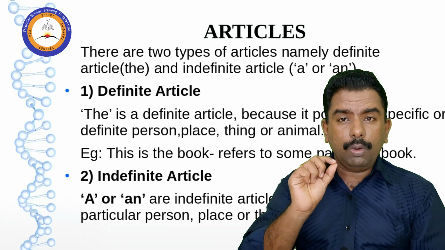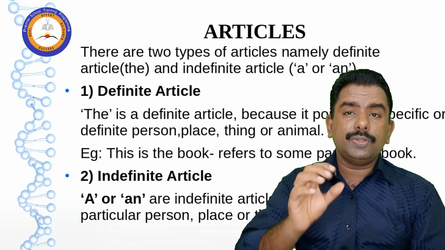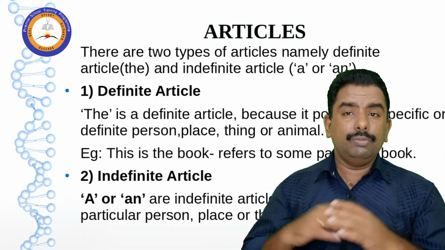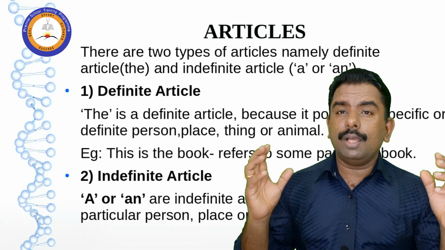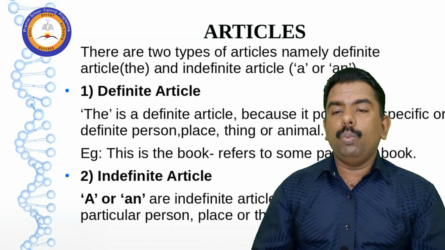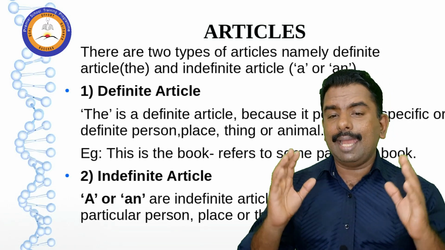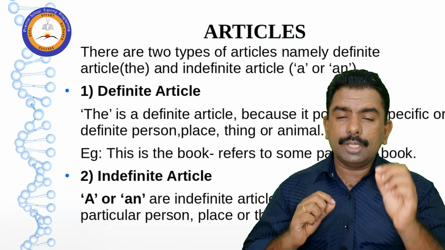Uses of 'a' or 'an'. The choice between 'a' or 'an' is determined by sound. There are 44 different sounds in the English language, and we will discuss it at some other time, or you will study it when you come to the high school classes. 'A' is used before consonant sounds, whereas 'an' is used before vowel sounds.